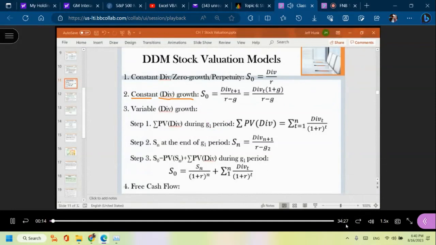Stock valuation models. In our last video, we looked into the background of the Gordon growth model. In other words, why does the model look like this? Why is it R minus G in the denominator, and where did it come from? It's easy to understand that because it's a dividend discount model, where we divide by the dividend at time t plus 1.